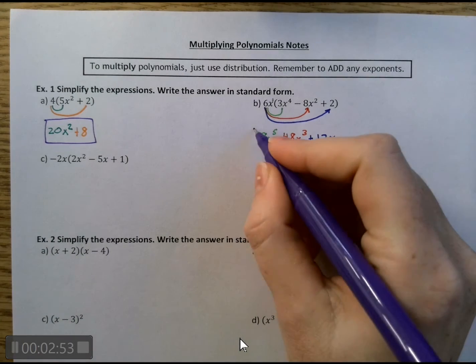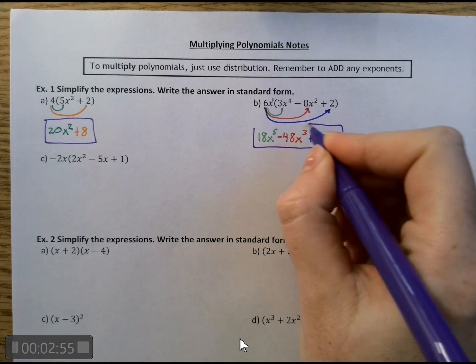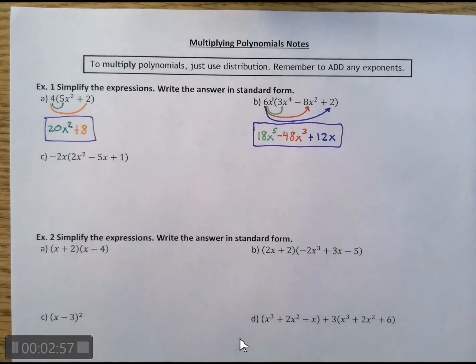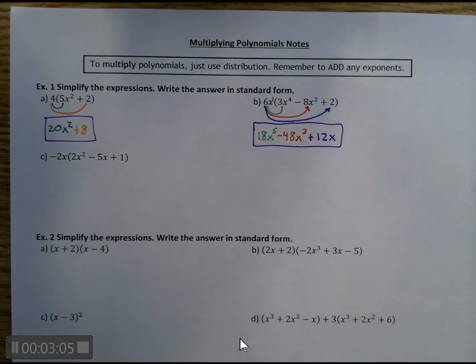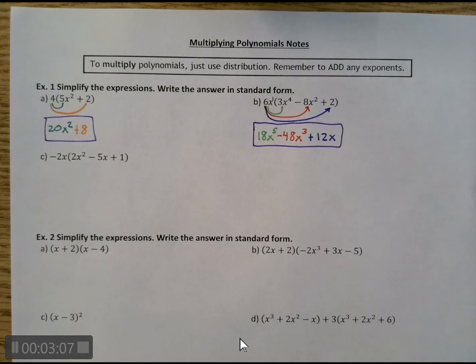Okay? And if you guys are not wonderful at multiplying, like 6 times 3, 18, 6 times negative 8, negative 48, use a calculator. Again, there is no shame in using a calculator. Alrighty. So now let's try C.